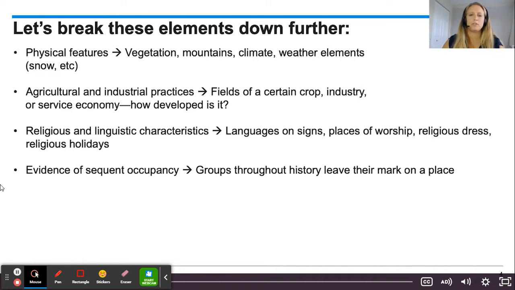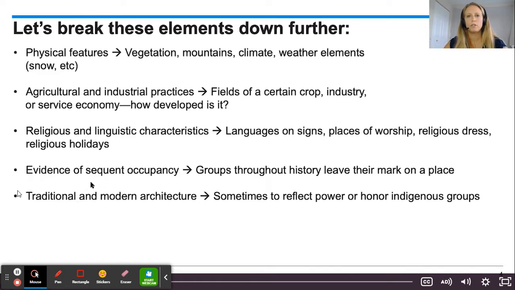A more difficult term that's included is sequent occupancy. So sequent occupancy is the fact that you can see a lot of different groups of people on one piece of land, because each group that's come there has left their mark. So I'll give you an example in a little bit with a picture.